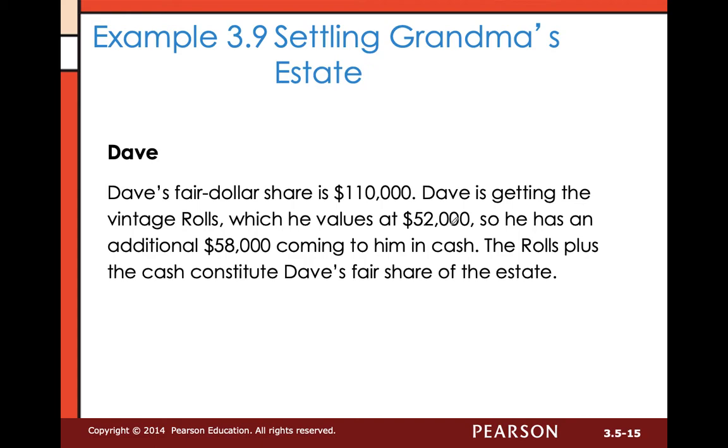Dave was the last one. His fair dollar share was $110,000. He ended up getting the vintage Rolls Royce, which he valued at $52,000. So if you take 110 minus 52, that tells you that he needs another $58,000 to be considered a fair share, and so that's going to be the amount that he gets in cash.